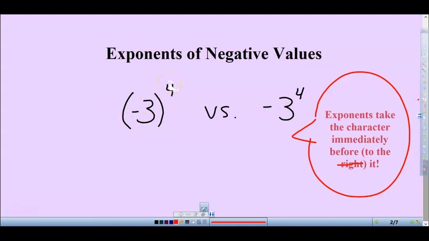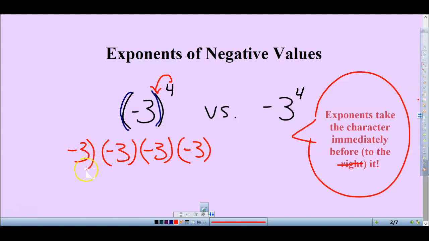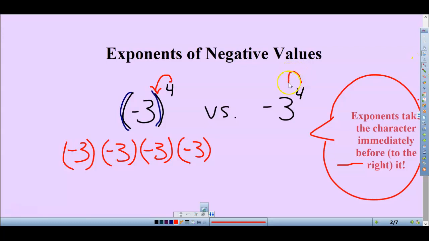what is really going on here with this exponent? Okay, so this exponent of 4 is talking to, if you will, the parentheses. Okay, so everything inside those parentheses is being repeated 4 times. And inside those parentheses is in fact -3. So we have 4 -3s, or 4 sets of parentheses, all being multiplied together. Whereas over here, on the other side, this exponent is solely talking to that 3.